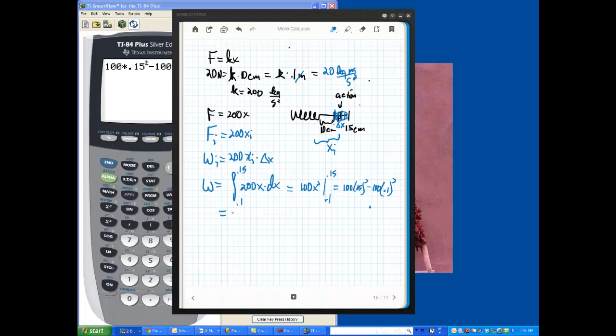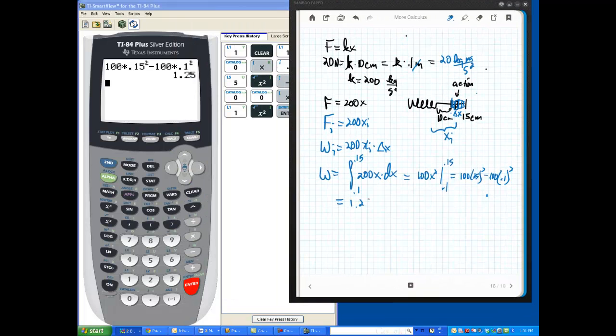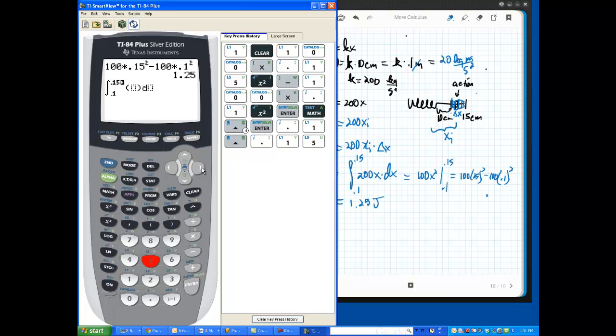So this appears, because the units of work are joules. So what did I say? 1.25? 0.25 joules. Now, I'm also going to use my FNINT to double check this. Your calculator is a wonderful tool on this. I'm going to do FNINT, and I'm going to go from 0.1 to 0.15, and then I'm going to do 200x, and then dx. We'll see what we get. You can always check your work, which is lovely. And oh, we did it right.